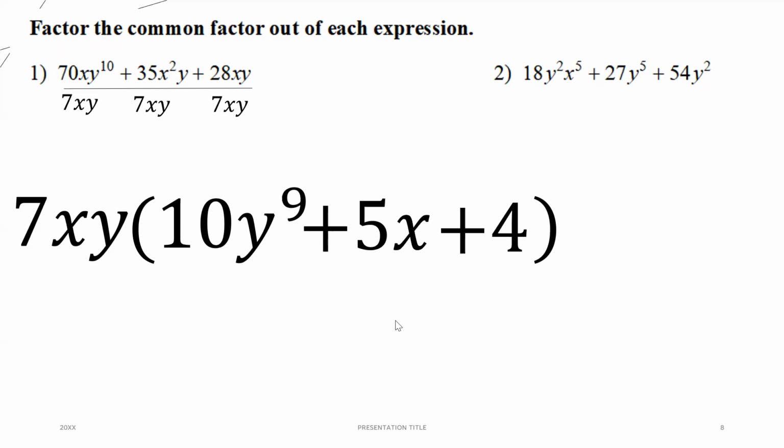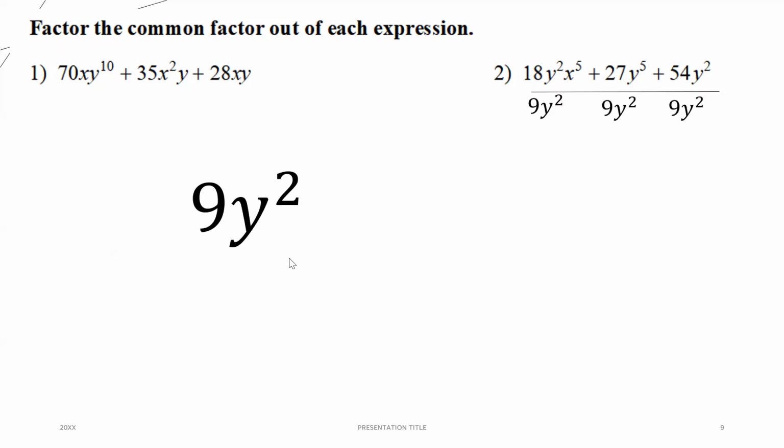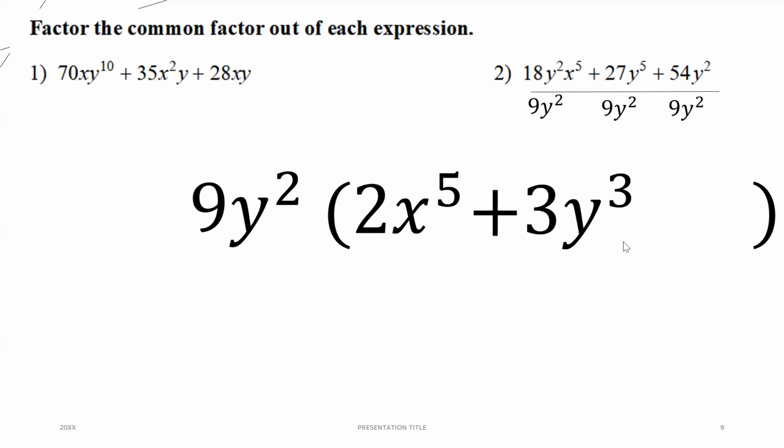Okay. Next term, we got 18, 27, 54. I can take out a 9. Y squared, y to the 5th, y squared. I can take out y squared. X to the 5th: there's only one term with x, so I can't take out any x's. So 9y squared would be my GCF. Dividing each of those terms by 9y squared gives me 2x to the 5th, 3y cubed, and 6.